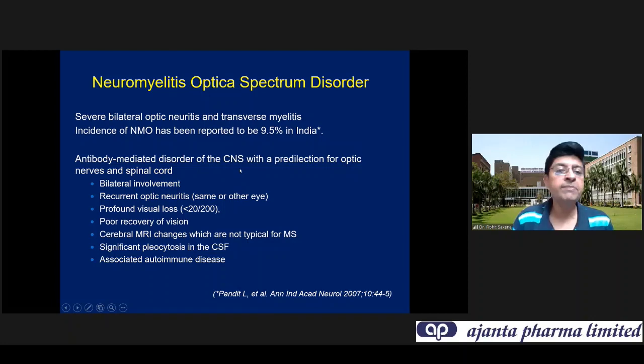So it's an autoimmune disorder. You have an antibody that is attacking parts of the optic nerve in the brain, resulting in the involvement. So you have bilateral involvement, you have recurrent optic neuritis, you have very severe visual loss, which does not recover. You have MRI changes which are not typical of MS. You have CSF showing significant pleocytosis, and you have associated autoimmune diseases because it is part of an autoimmune mediated disorder. So this is an increasing understanding that we are seeing.